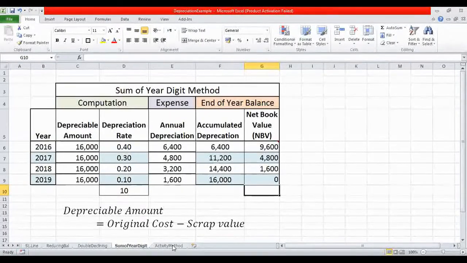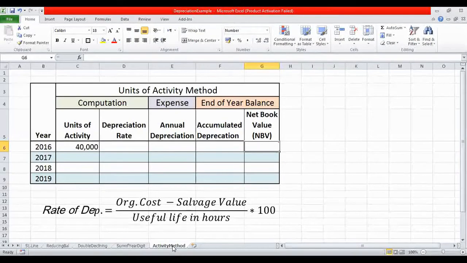The last method is the activity method. In the activity method, you can see the schedule is in front of you, totally the same schedule. Again, the difference is in the formula to calculate the depreciation rate. This is the formula to calculate the depreciation rate for the unit of activity method. By the way, this is exactly the same formula which we used in the straight line method.